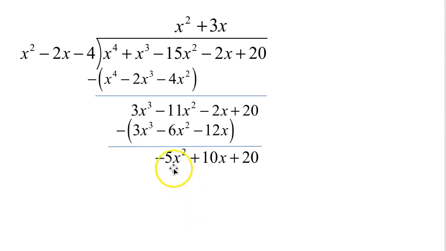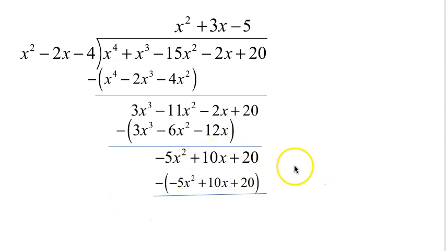Then we'll go ahead and do negative 5x squared divided by x squared, which will be negative 5. Multiplying that through, negative 5 times x squared, negative 5x squared. Negative 5 times negative 2x is 10x. Negative 5 times negative 4 is 20. And isn't that nice? Those are exactly the same. Negative 5x squared minus negative 5x squared, 0. 10x minus 10x, 0. 20 minus 20, 0. So there is no remainder in this problem.